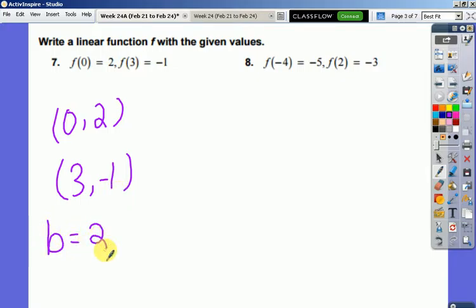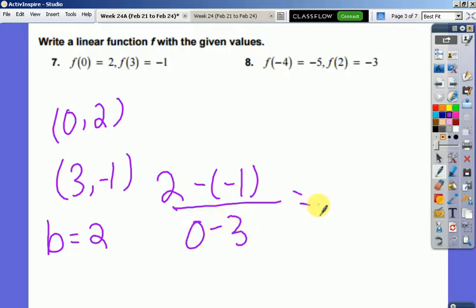Alright, so what do I have left to do? Find the slope. So y2 minus y1, not x2 minus x1, my bad. I did it backwards. Good job. 2 minus -1. Please don't do it backwards on the test. 2 minus -1 over what? 0 minus 3. Yeah. Thank you. Add. Yeah, 3 over -3, which is -1. Yep.